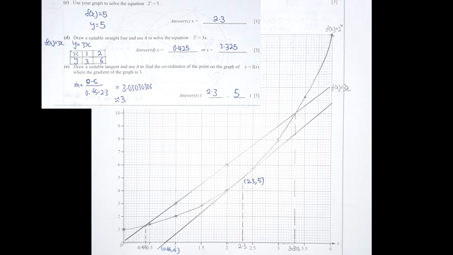Okay, so using a graph to solve the equation where 2 to the power of x equals 5. So when your f(x) is 5, trace it back. When y equals 5, you will get your result as 2.3.